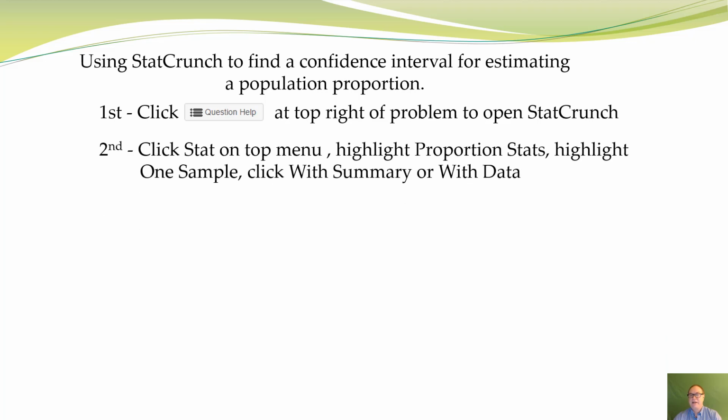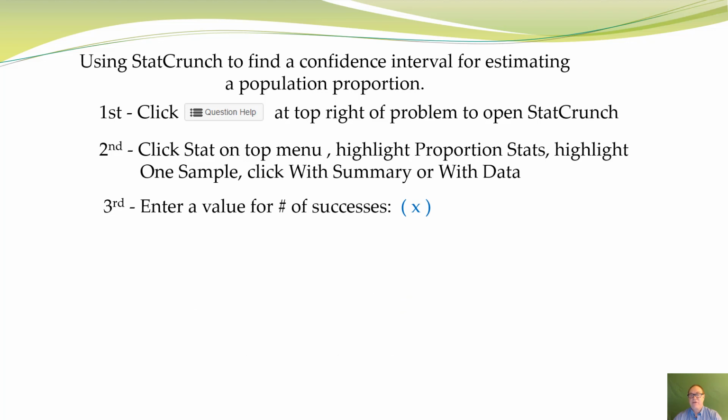Second, click Stat on the top menu. Highlight Proportion Stats this time. Highlight one sample. Click with summary if you're given X and N, or with data if you're given a list of data. Most of the time you're going to be given the X and the N, so it's going to be with summary.